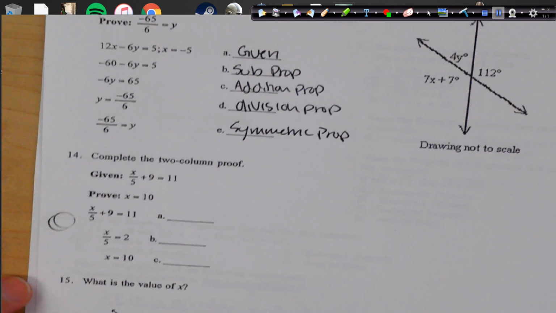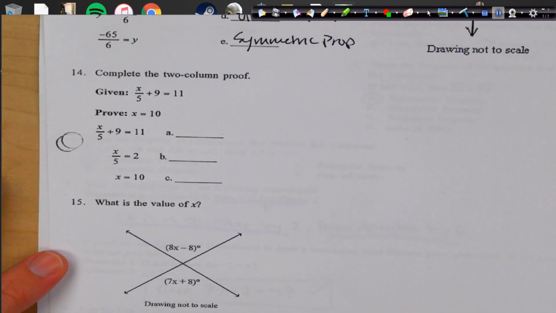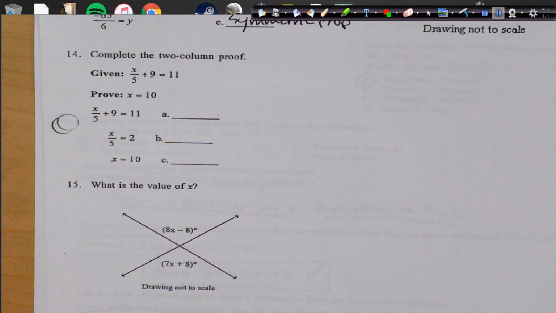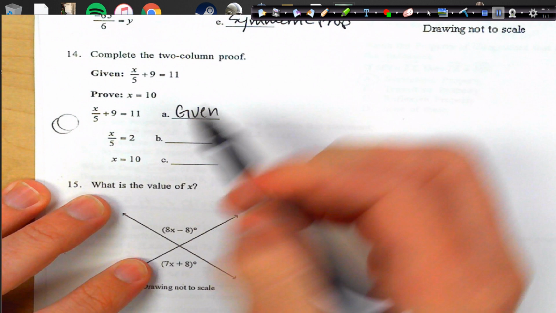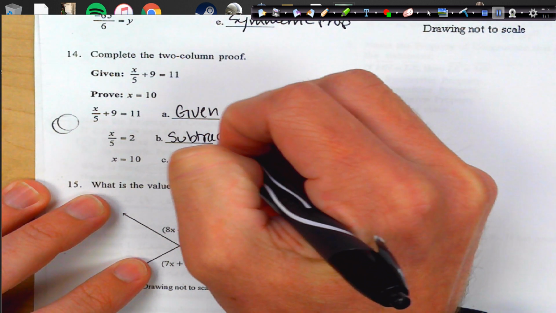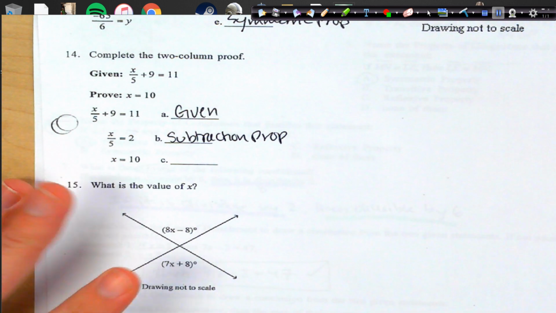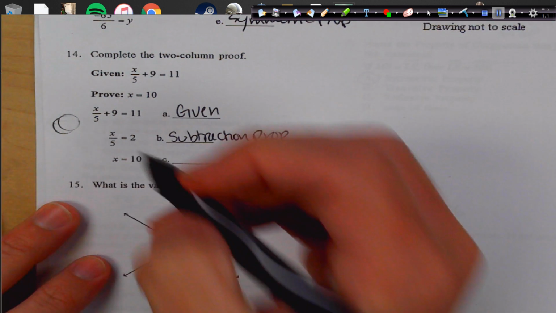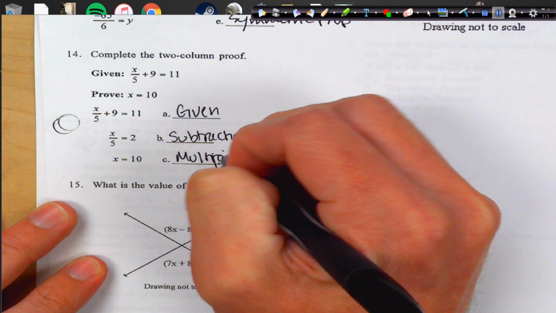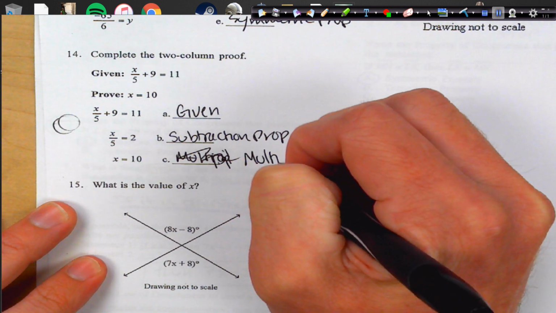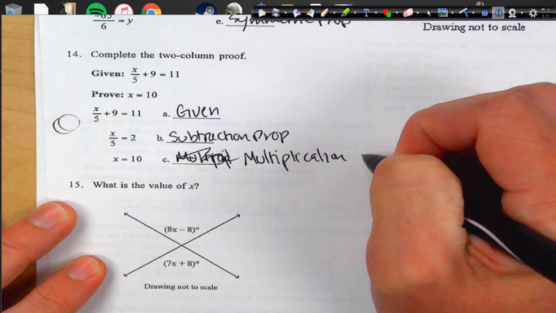Let's move down to number 14. Another algebraic proof here. Okay. Let's take a look. x divided by 5 plus 9 equals 11. Prove that x equals 10. So our first step is just our given. Next, we're going to subtract 9. So that's subtraction. Always write out the word subtraction. Okay? And then x equals 10. We are multiplying it out. So that's multiplication property.